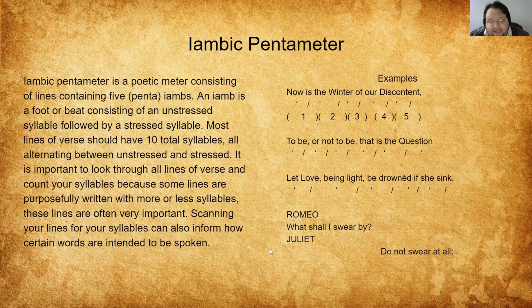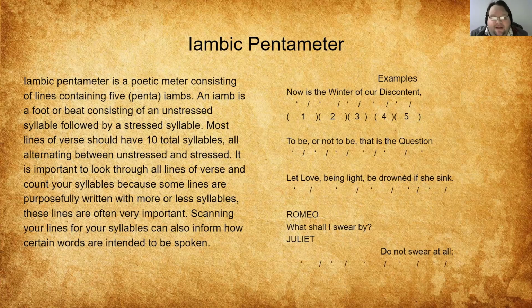Instead of Juliet's line starting over here where Romeo's did, it starts halfway through, telling you it is a continuation. So, what shall I swear by? Do not swear at all. As you can see, those lines sync up perfectly, and it becomes one solid line of iambic pentameter. And here I've got it marked out as I have with all the others.